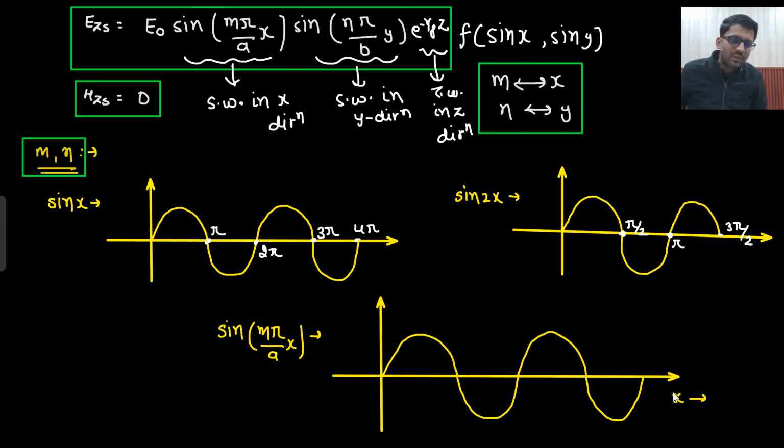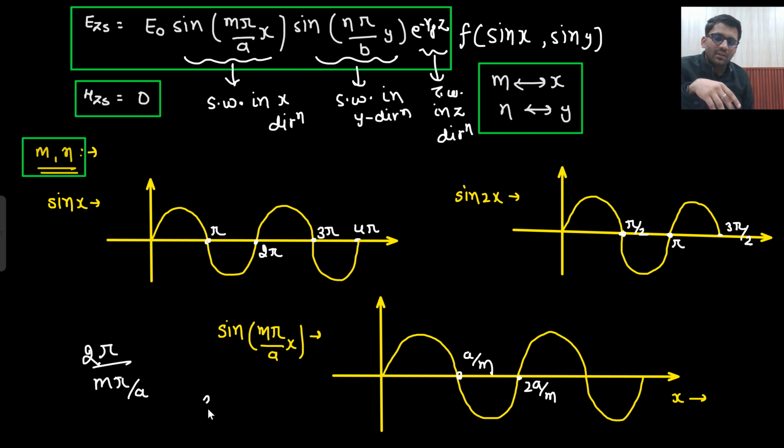And if I am making the graph of sin of m pi by a into x, then all the points will be divided by m pi by a, right? All the points will be divided by m pi by a. So what will this point become? A by m. What about the next point? The next point will become 2a by m. What about the next point? 3 pi divided by m pi by a, so the next point will become 3a by m. And this point will become 4a by m. Right? Is that clear to you?